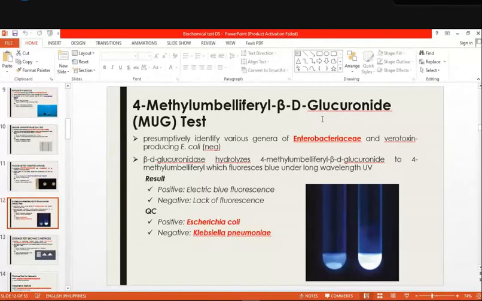I do not want to pronounce it anymore, our MUG. It produces a fluorescent moiety, leaving 4-methyl umbelliferyl, after it removes glucuronide because of the ability of the enzyme to cleave or split the substrate. Okay? So the end product of hydrolysis is 4-methyl umbelliferyl, which now fluoresces blue under long wavelength ultraviolet light.